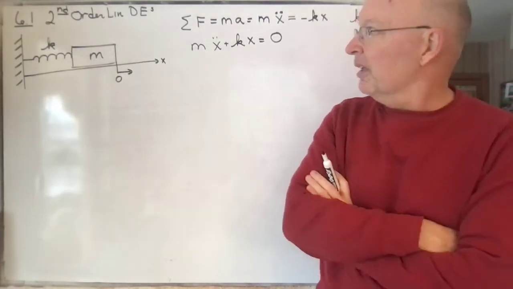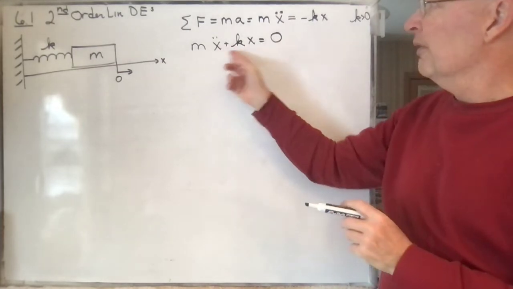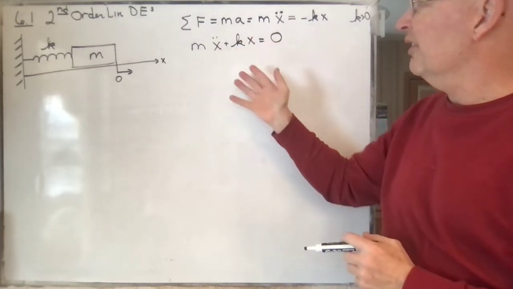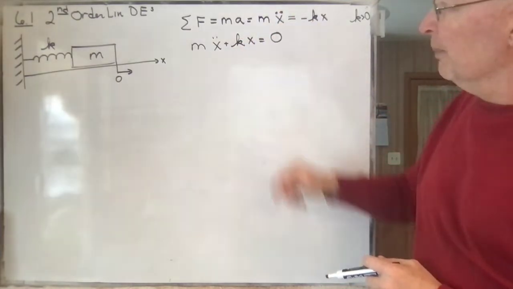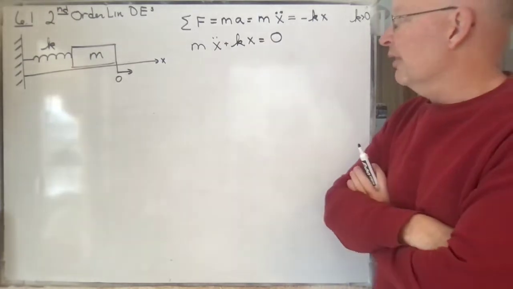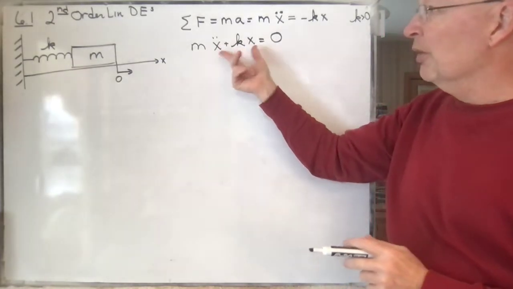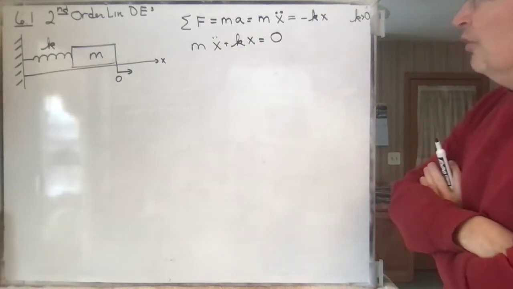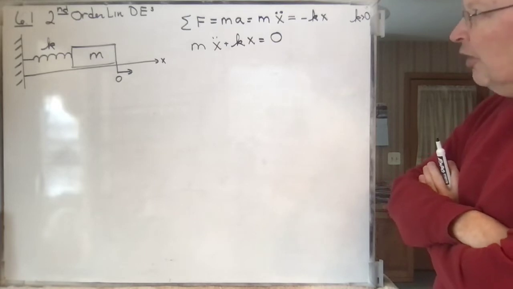Remember, it's linear because the only things that we're doing with the function and the derivative are just letting them sit there. We're not taking the square root. We're not taking 1 over them. We're not squaring them or anything else. We can do whatever we want in front of them, but these things themselves we don't play with. So it's a second order linear differential equation. So how do we solve it?